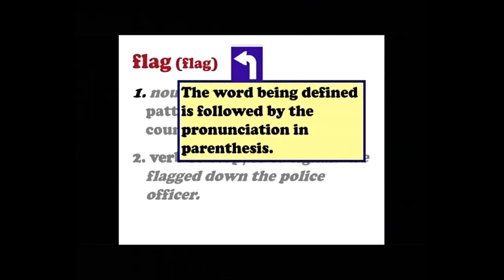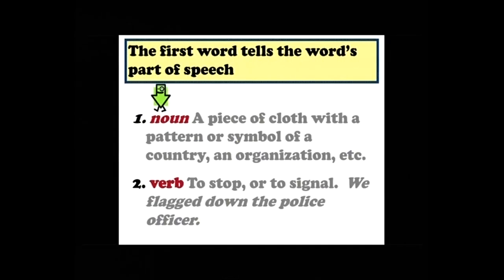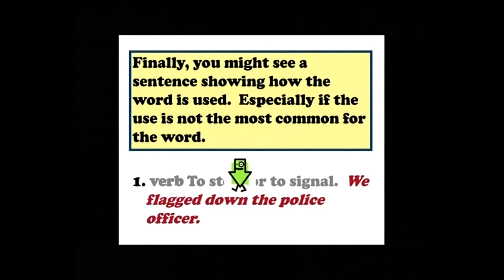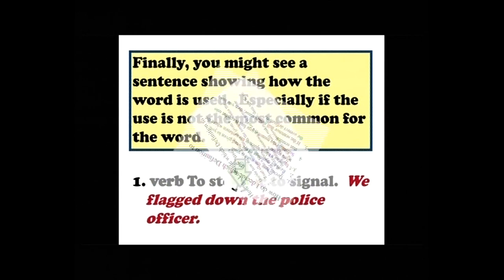So for the word flag, the word being defined is followed by the pronunciation in parentheses. Then first comes the part of speech. First it is used as a noun: a piece of cloth with a pattern or a symbol. Then verb: to stop or to signal. Finally, you might see a sentence showing how the word is used, especially if the use is not the most common for the word. This shows how the word is used in a sentence.